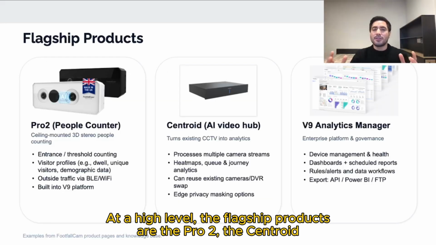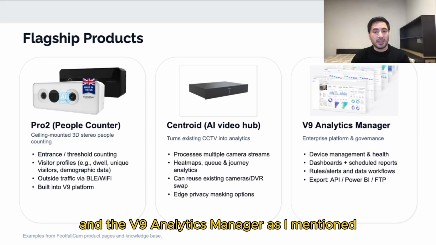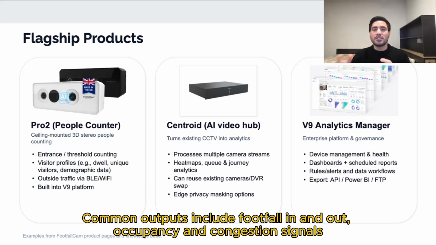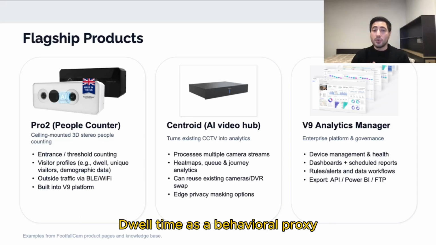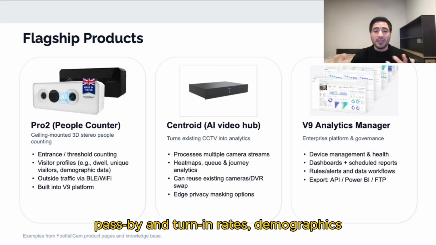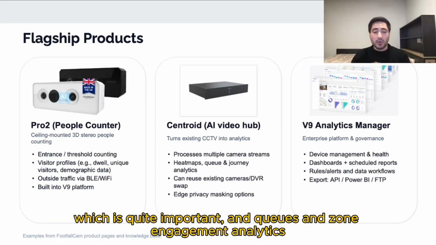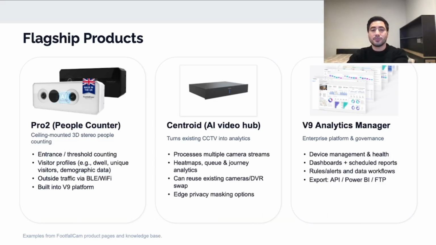At a high level, the flagship products are Pro 2, the Centroid, and the Beam Analytics Manager, as I mentioned. Common outputs include footfall in and out, occupancy and congestion signals, dwell time as a behavioral proxy, pass-by and turning rate, demographics, which is quite important, and queues and zone engagement analytics.